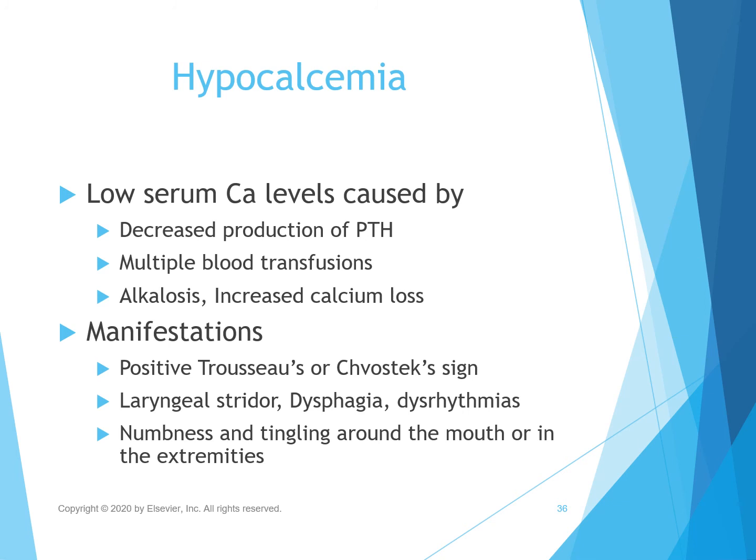The manifestations here are you're going to be looking at Trousseau and Chvostek sign, and also looking for a stridor that could happen, dysphagia. They could also have dysrhythmias here. This patient could complain of numbness and tingling around the mouth or in the extremities.